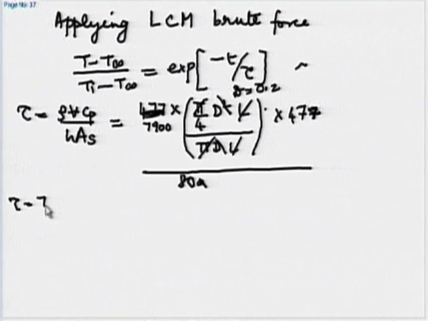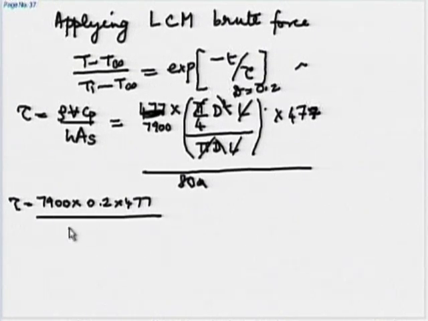Let us calculate. 7900 into 0.2 into 0.25 into 477 upon 80. Is that right? Hmm. 4 is missing? Yeah, the 4 is done. 2355 I get. 2355.2 seconds.